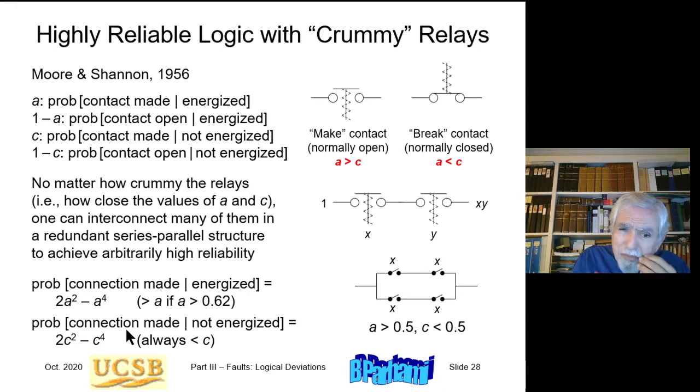Probability that connection is made when the relay is not energized, that's undesirable. When the relays are not energized, we don't want connection to be made. That's 2c squared minus c to the 4th. And this is provably always less than c. In other words, that unreliability is always reduced, and therefore this is the essence of the method proposed by Moore and Shannon for building highly reliable relay circuits.